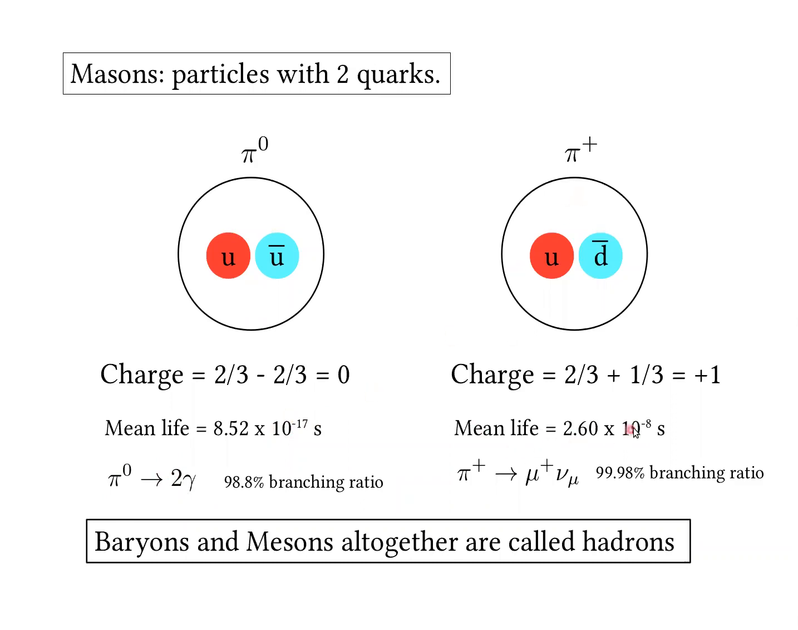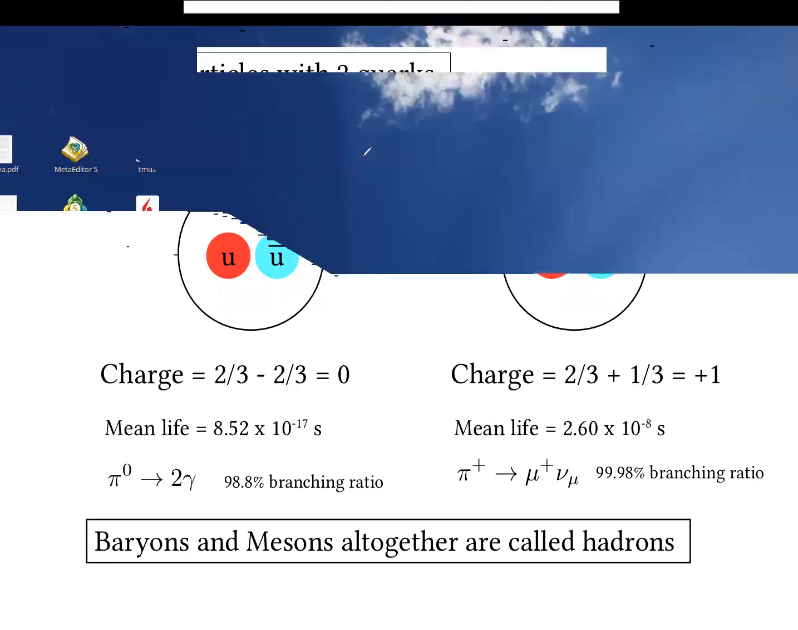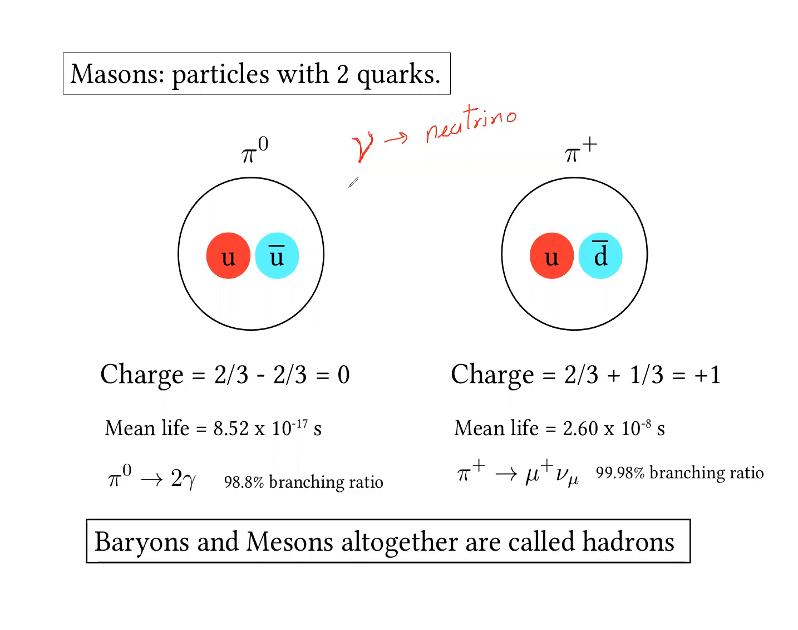And similarly, pi plus decays within this much time. Its mean life is 10 to the power minus 8 seconds. And pi plus goes to the mu plus and a neutrino. Every particle has its own neutrino: the electron has its one neutrino, and the muon has its one neutrino. So this is called the muon neutrino.